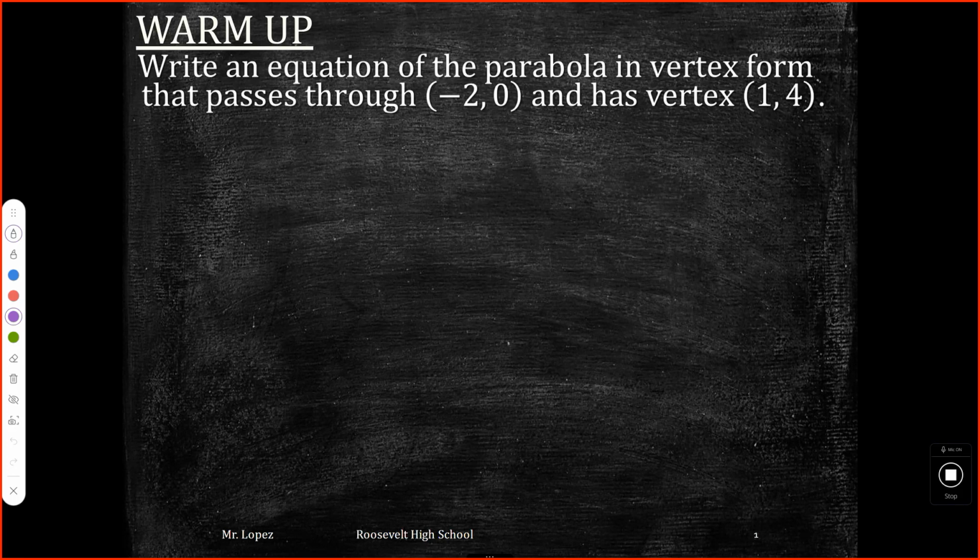Write an equation of the parabola in vertex form that passes through the point (-2, 0). It has a vertex of (1, 4). Okay, so let's identify what is the vertex. Let me give you the equation in vertex form of a parabola. So that's going to be y equals a(x minus h) squared plus k.